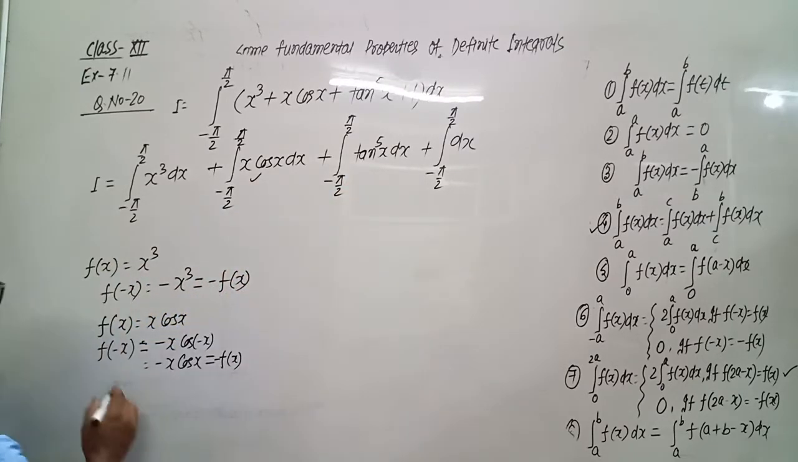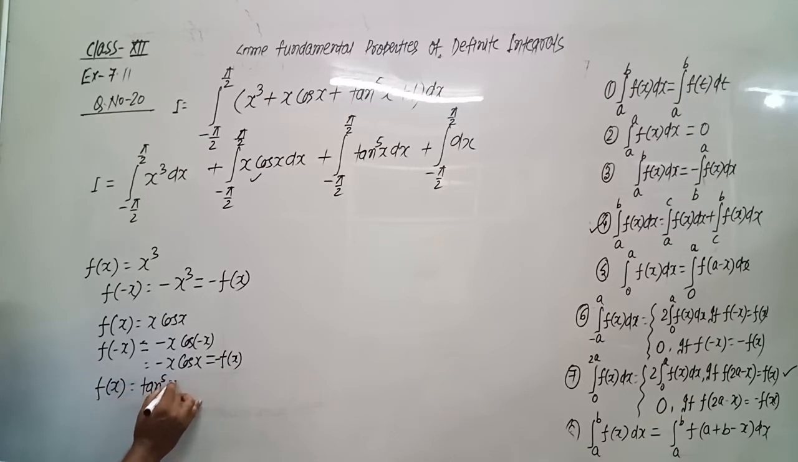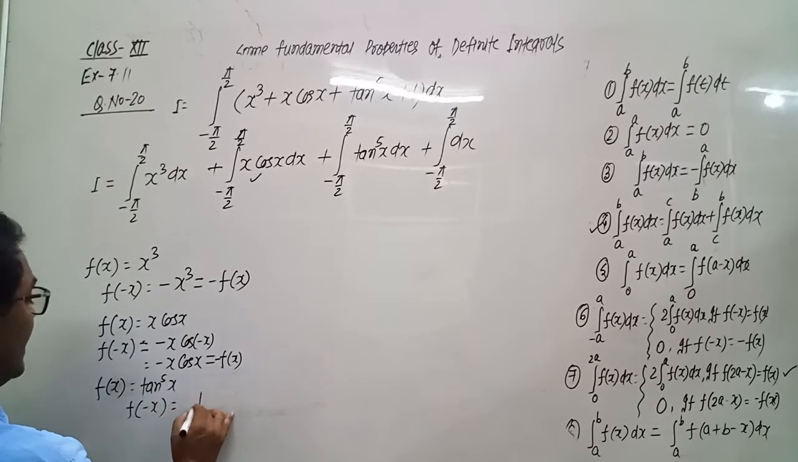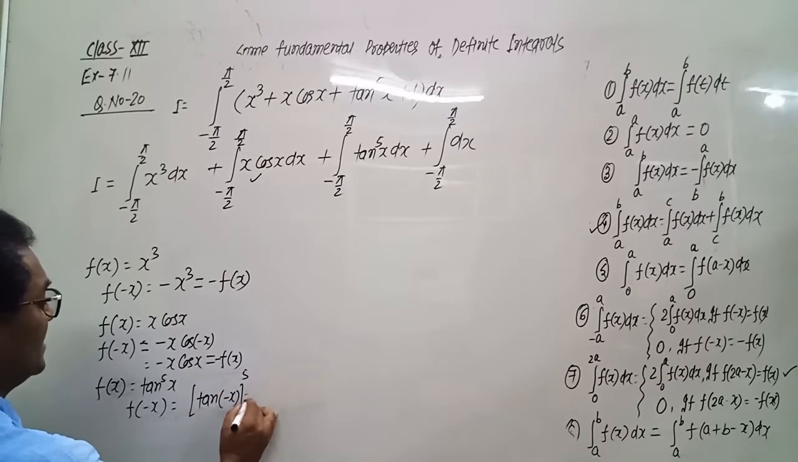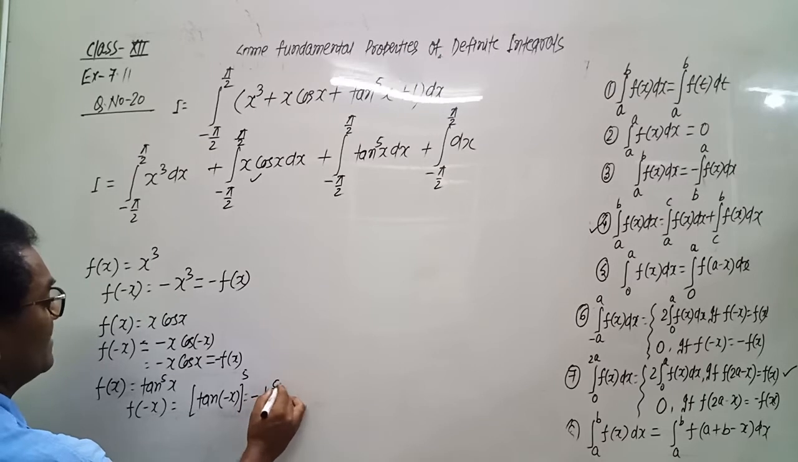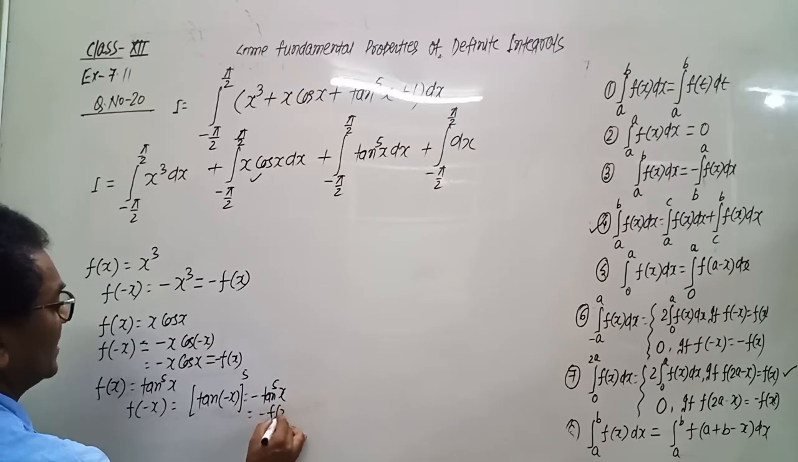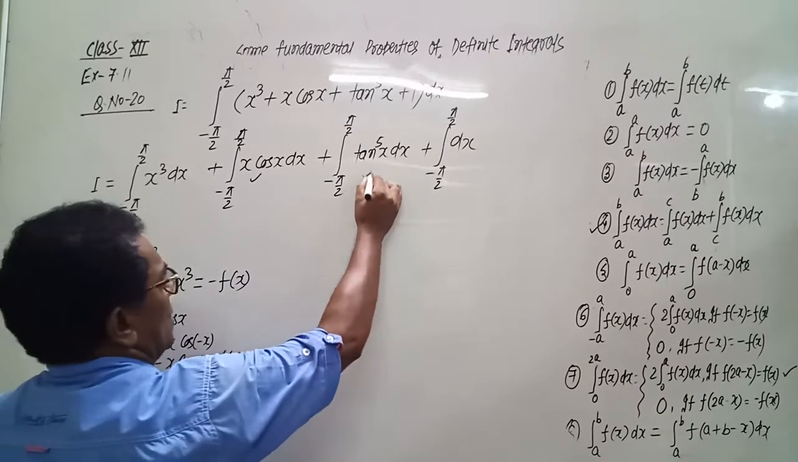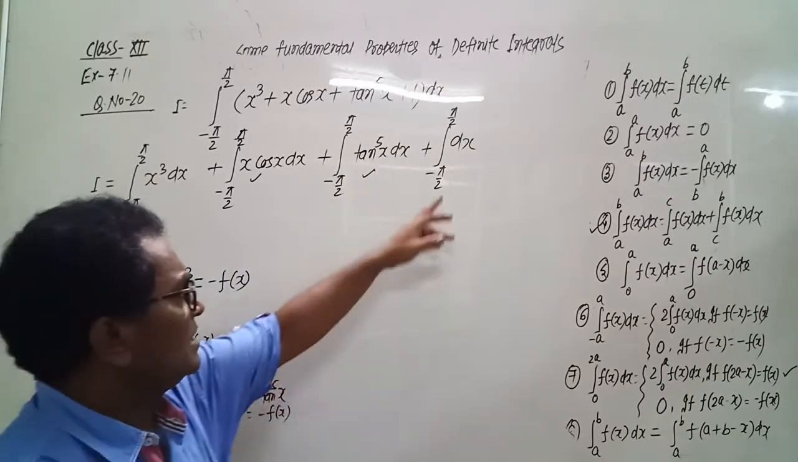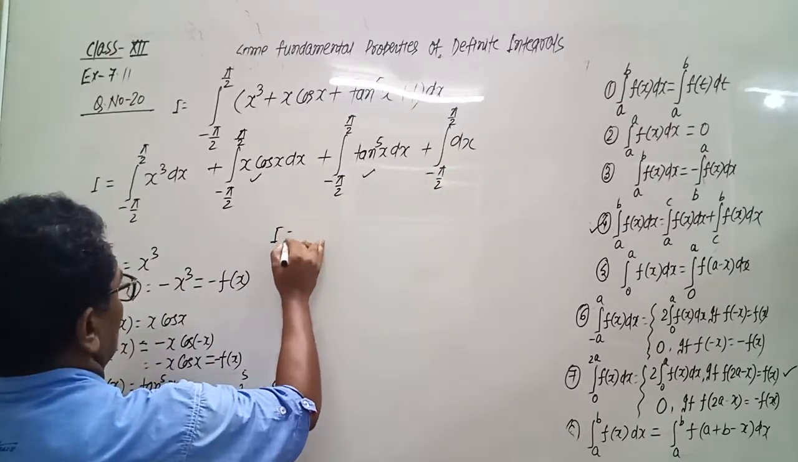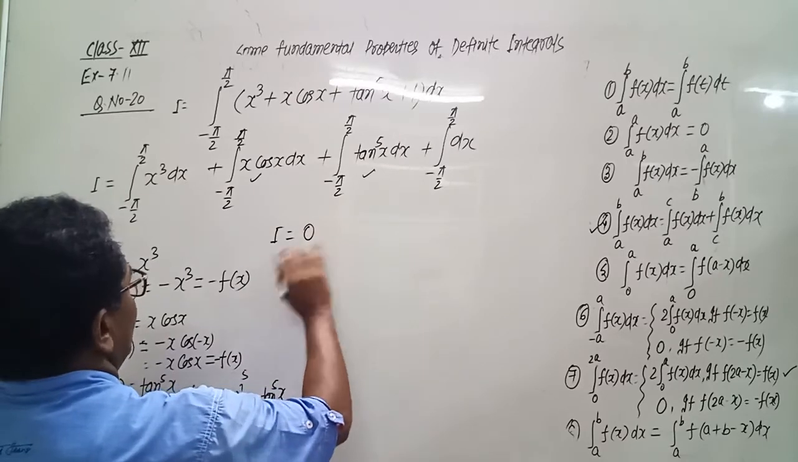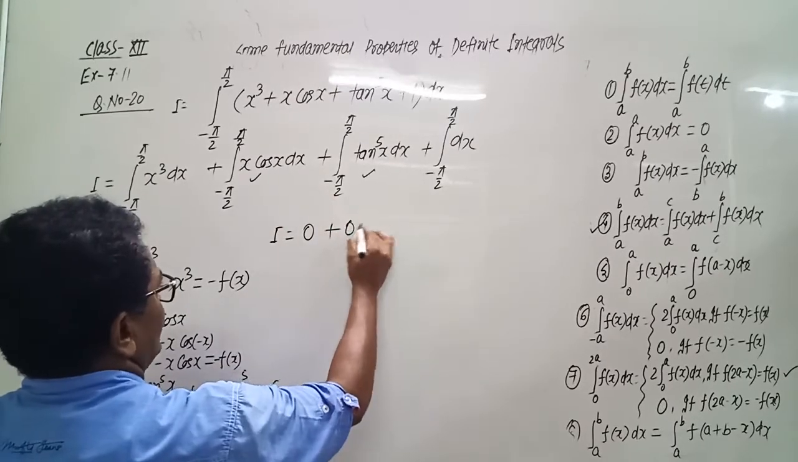Here f of x equals tan raised to the power 5x, and f of minus x is written as tan of minus x raised to the power 5, meaning minus tan raised to the power 5x, meaning minus of f of x. So this is also an odd function. So only the integral of dx will exist. So I equals the integral of x cube dx, which becomes 0, and this integral is also 0.